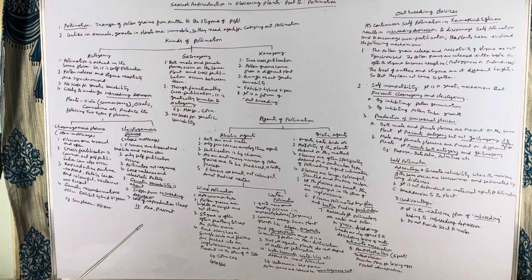Cleistogamous means closed marriage. Here, the flowers never open up. They remain in the form of buds only. And invariably, self-fertilization occurs in cleistogamous flowers. Pollen grains coming from the anthers of the same flower fertilize the ova. And these flowers lack nectaries. The petals are colorless and are not scented.